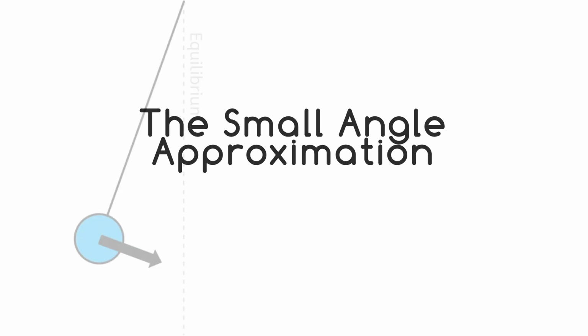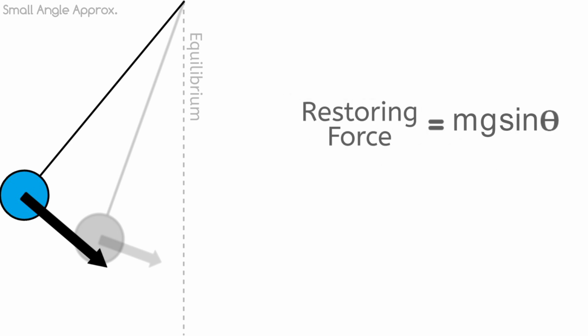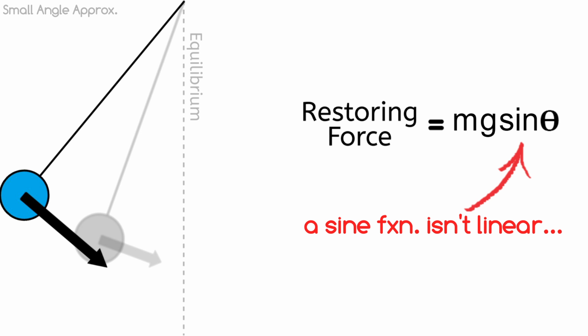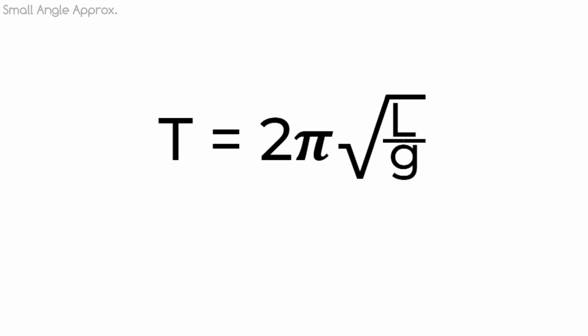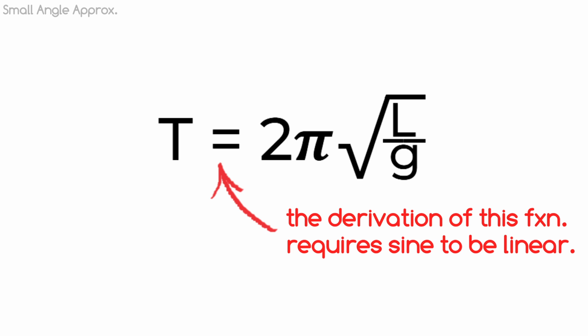See, when we double how far we pull back a pendulum, the restoring force doesn't actually double. Remember, the restoring force is given by mg sine theta. So if we double the angle of oscillation, or theta, the restoring force does not double. See, the small angle approximation, which our original equation is based on, requires that we approximate a sine curve as being linear. And I know just how stupid that sounds. A sine curve is clearly not linear, but consider this.